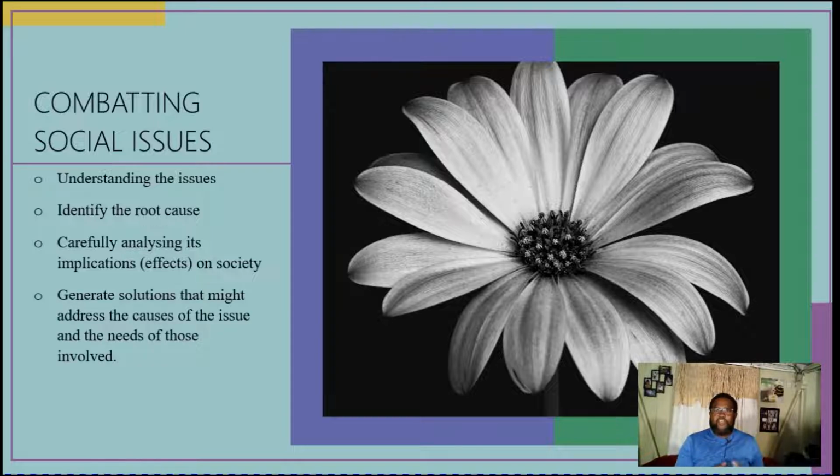And then you generate solutions that might address the causes of the issue and the need of these. So in other words, after you've done your case study, you study the situation, understand the issues and the root cause, carefully analyze how it's going to affect society, then you come up with a proper solution that is going to deal with the issue directly, and help the society to see the need for these solutions.